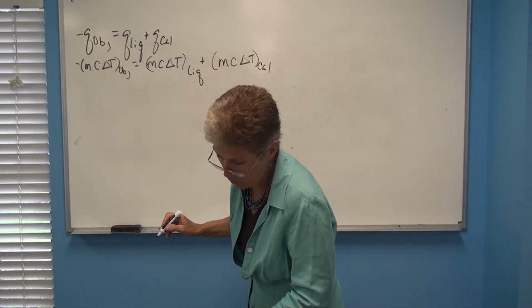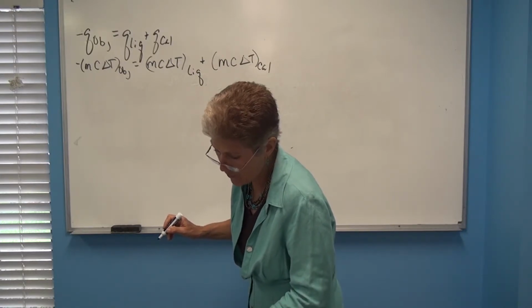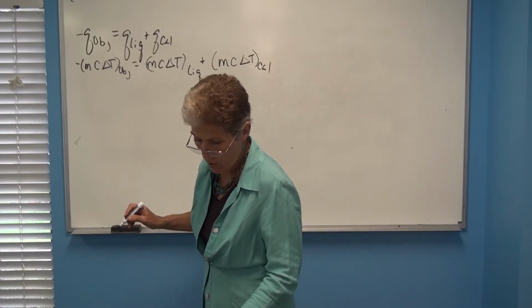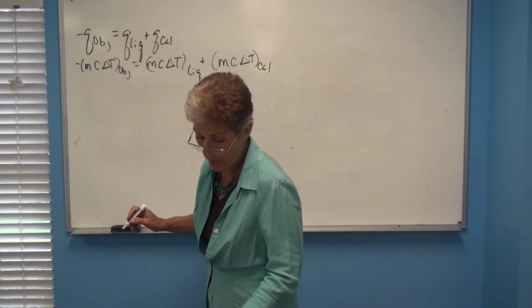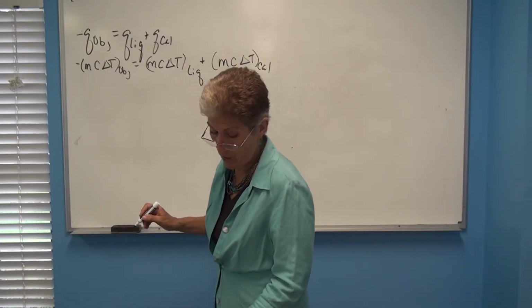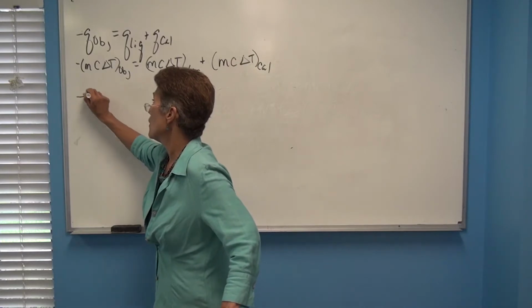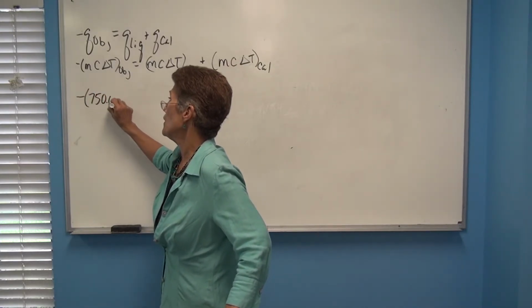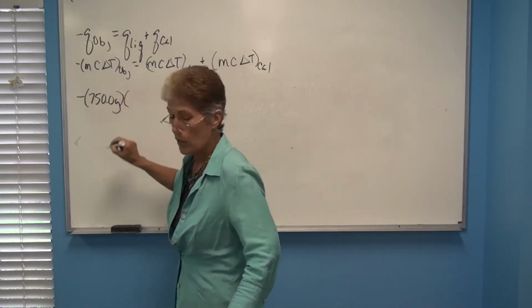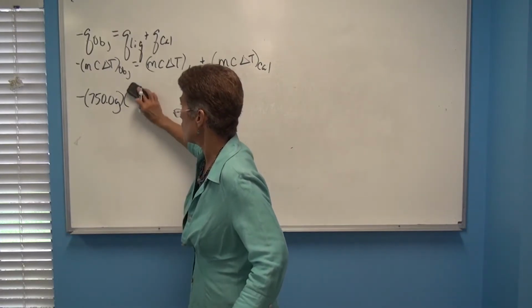So let's start plugging in. And what we're looking for on number 10 is the specific heat of the metal. And that's what we were looking for in the last one, too. Okay, so the metal is 750 grams. We're looking for C, so I'm just going to leave C here.